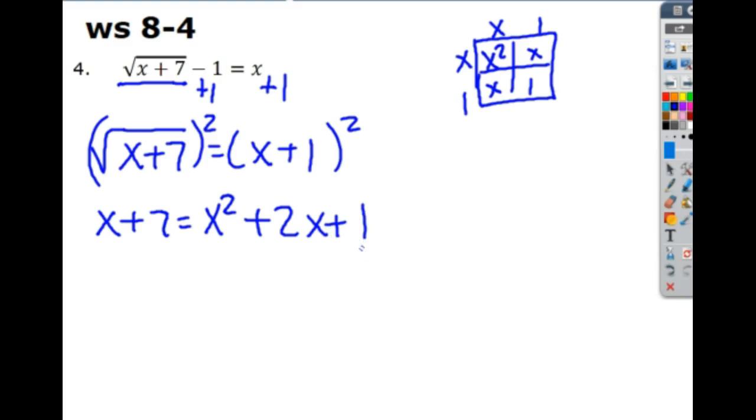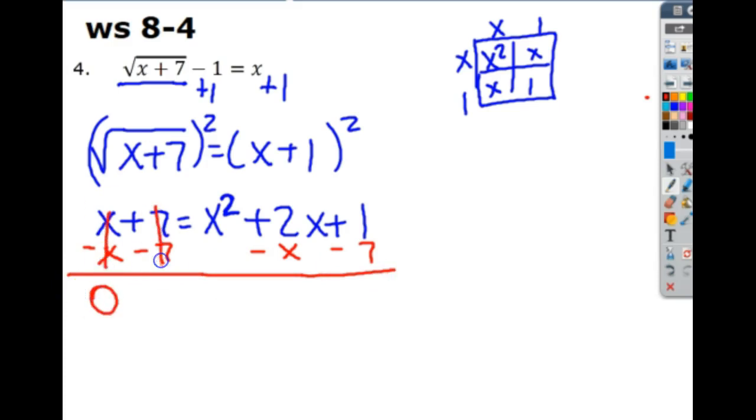So instead of following your notes where it says FOIL, we're going to use a box problem. You can use FOIL if you want to. This is a quadratic because x is squared. If x is squared, this has to be equal to 0 before I can solve it. So I've got to subtract x and subtract 7, so that this will be equal to 0 because all of that's going to cancel out.